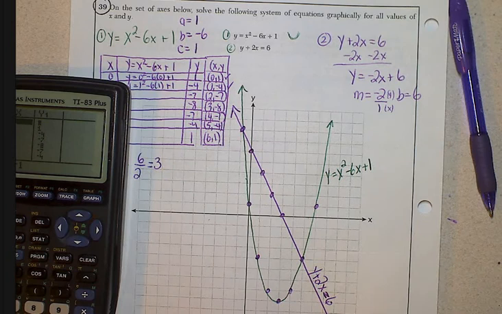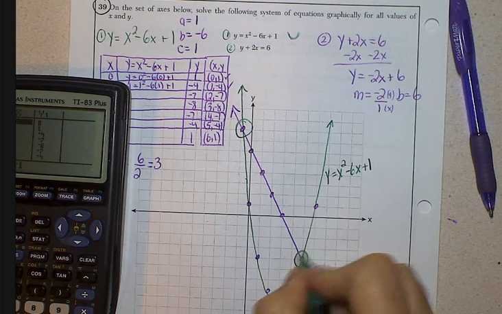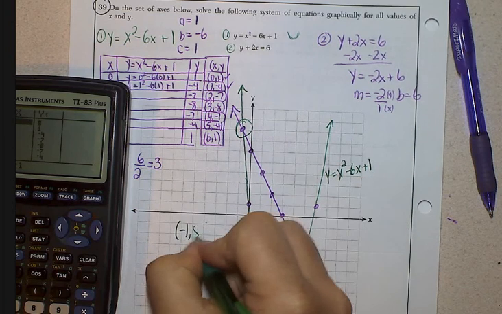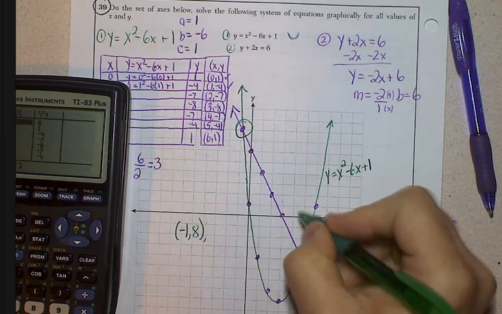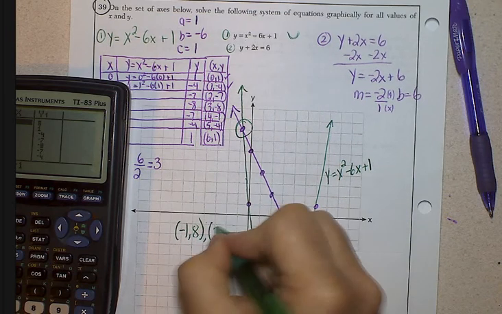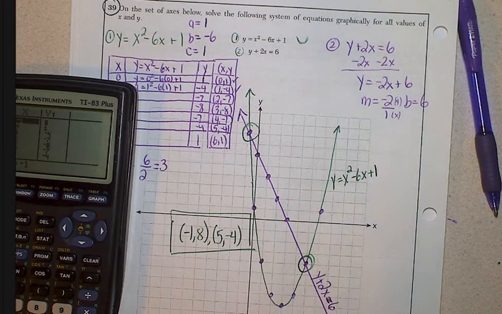We're solving the solution, or we're solving it, so circle the points of intersection. Make sure you put them down. We have one point of intersection at -1, 8. We have another point of intersection at 5, -4, and this is my solution. Okay, that's it for that part.